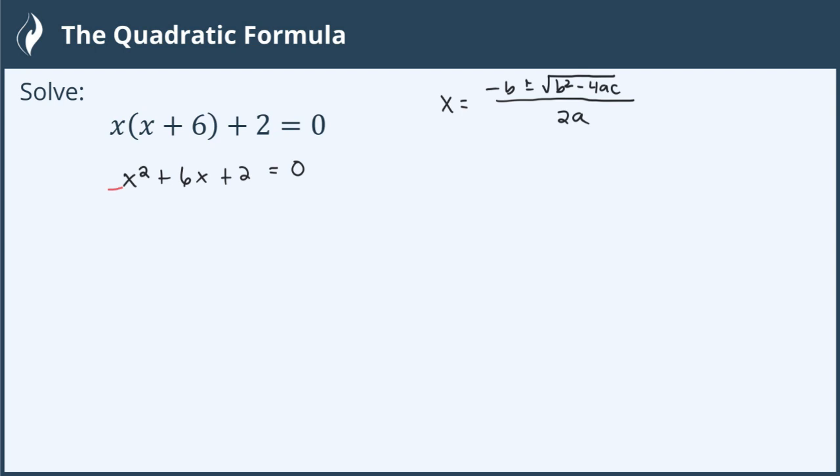The coefficient of our x squared term is our a. The coefficient in front of the x, the plain old x, is our b. And the one that has no variable is our c.